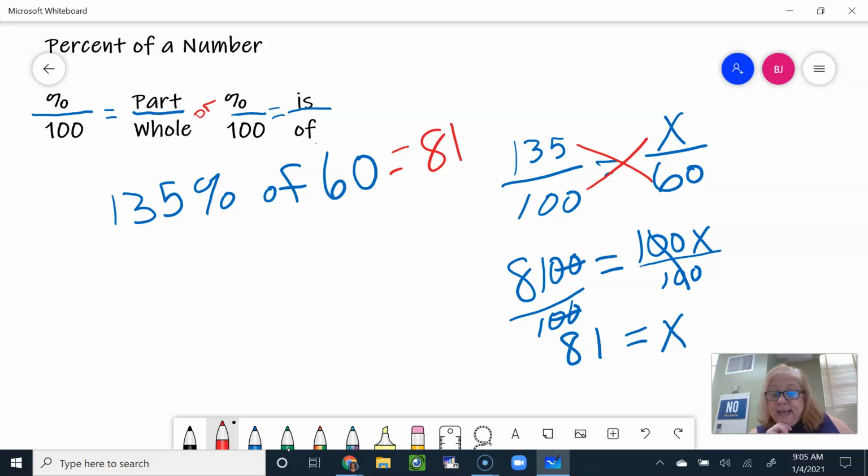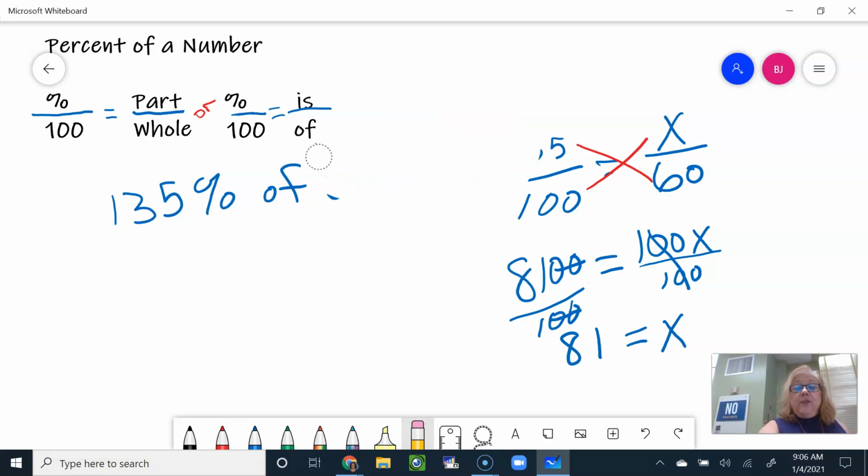How many of you guessed that your answer would be larger than your whole? Your part would be larger than your whole. If you guessed that, you are correct because we're asking for 135% of 60. Okay? Hope you guys understand all of this.